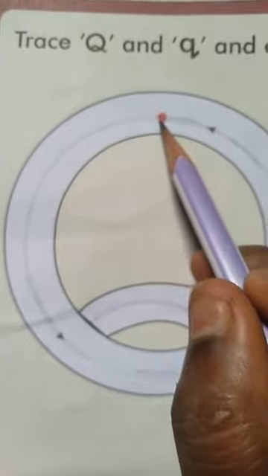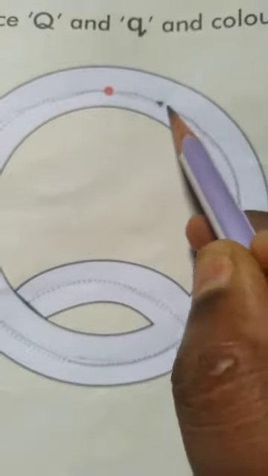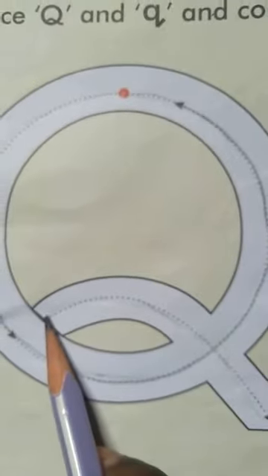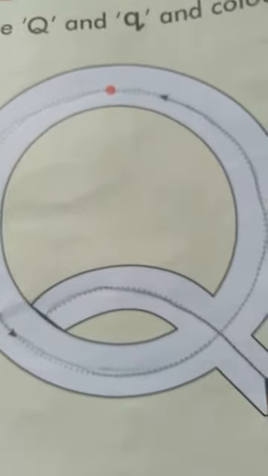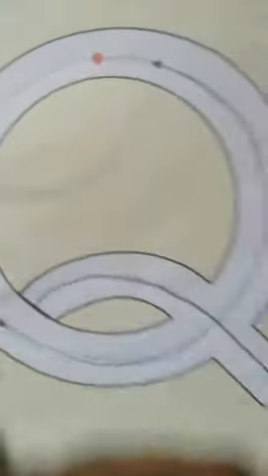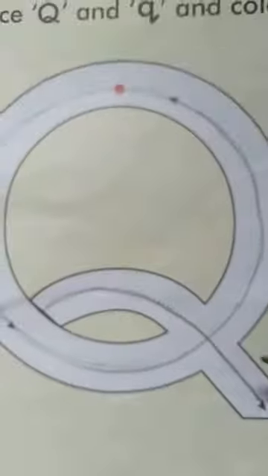So how will we write the letter Q? This is the capital letter. First of all, you make a circle. This is a circle. And one line is coming from the inner side. Okay, so a circle and one line from the inner side, it is capital Q.